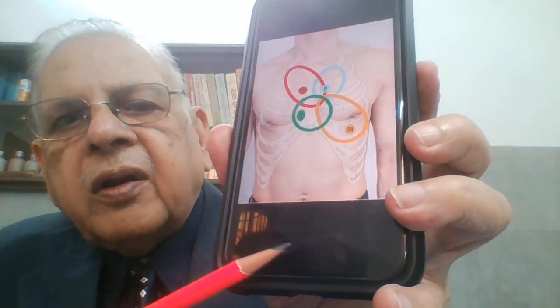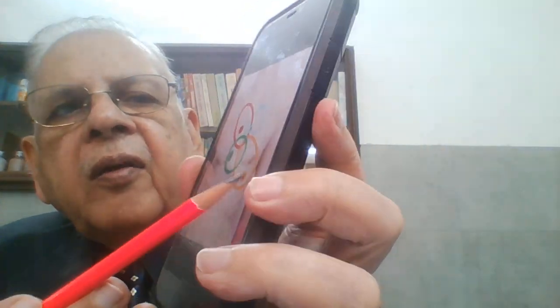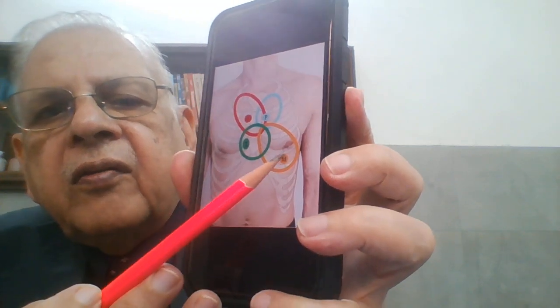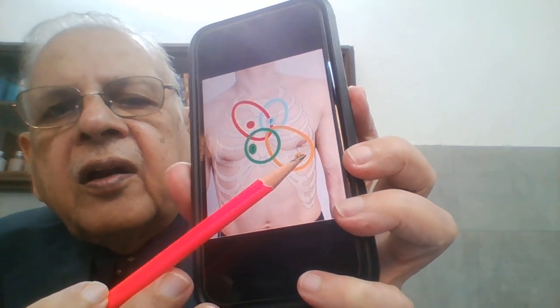I examined the patient again, and this time I spent more time with the patient, examining her heart and chest, and then I found that there was a murmur in the mitral area. It was something like this. Look at this picture and look at the area marked M. This is called the mitral area.